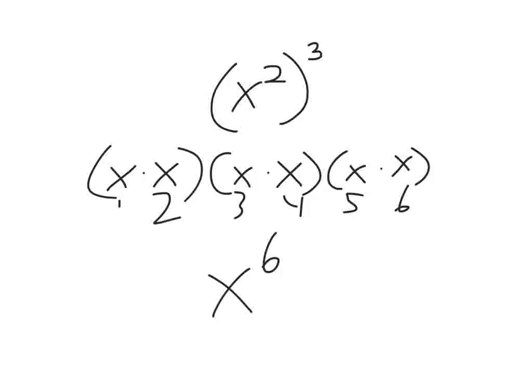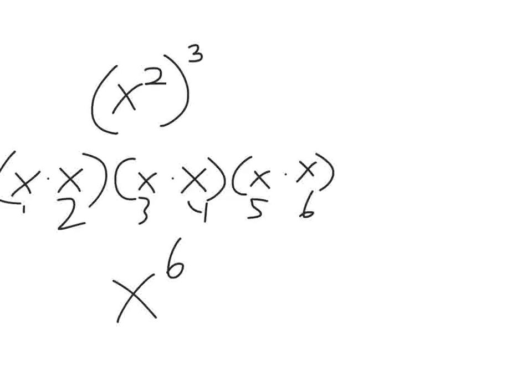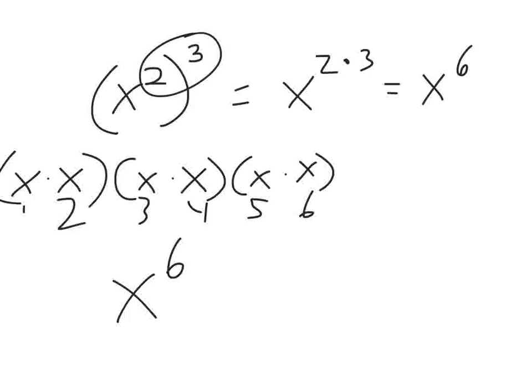Even easier to think about is scooching all this off to the side. All I need to really do is multiply those 2 numbers, and that tells you what my answer is. x squared to the 3rd power is x to the 2 times 3 power, which means x to the 6th power. And that's the easy way to do this without having to write all that stuff out. So that is roots and powers of powers.